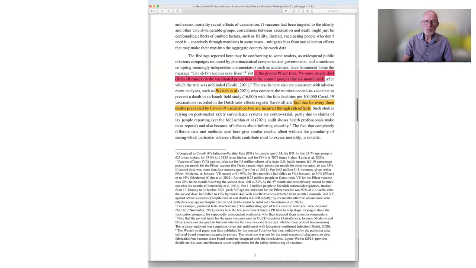Going down here, he makes further comments. In the pivotal Pfizer trial, 7% more people died from all causes in the vaccinated group than in the control group at the 6-month mark. So even in their own trials, Pfizer showed that there were excess deaths. And then he goes on to quote Wallach. They found that for every 3 deaths prevented by COVID-19 vaccination, 2 are incurred through side effects. In other words, 2 people died for every 3 people saved.